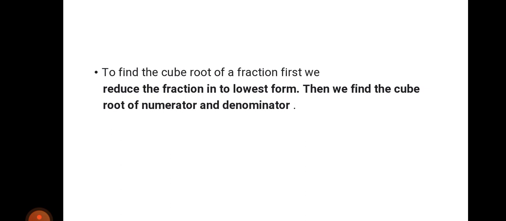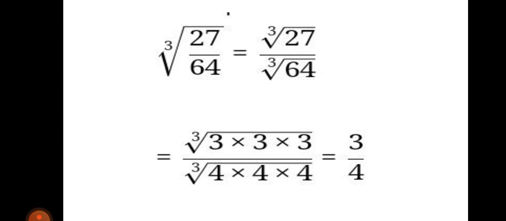For example, for the first example, we have the cube root of 27 all over 64. Now we have to find the cube root of 27 and 64. First of all, you separate the roots. You look for the cube root of 27 and that of 64 separately. Then you say, okay, what number multiplies itself to give us 27, which we all know is 3.